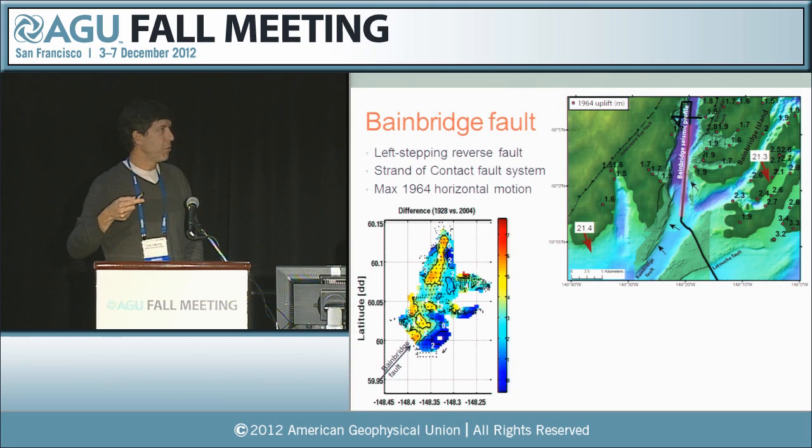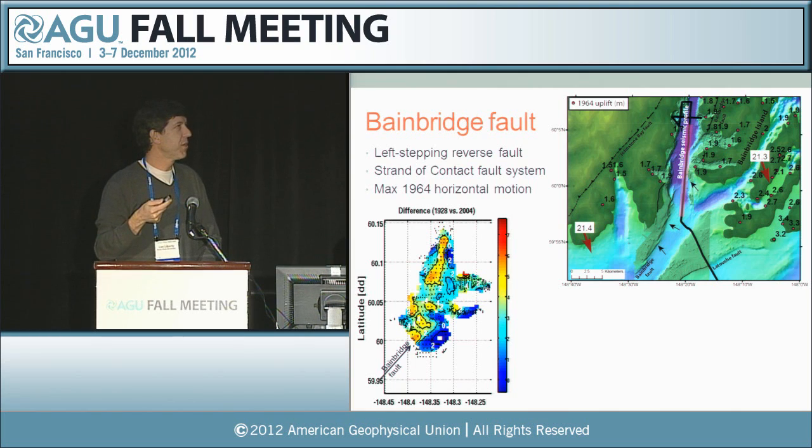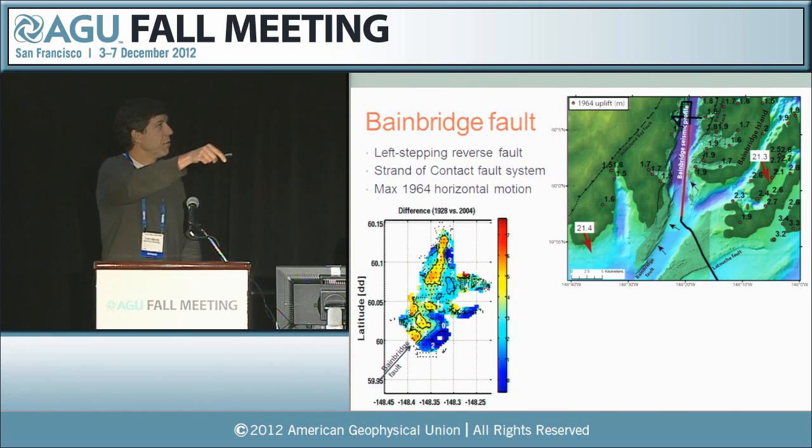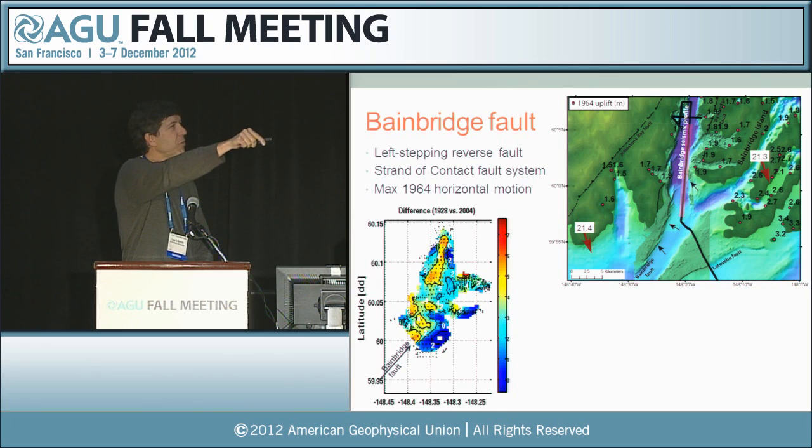It's been interpreted as a portion of the contact fault system, which was once thought as a terrain boundary, but now is probably just a change in assemblage. But the point here is that the maximum horizontal displacement was recorded here at this site, and you can see the values are diminishing as you go to the southeast.